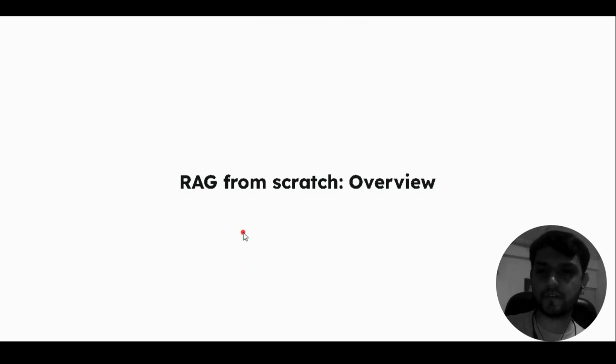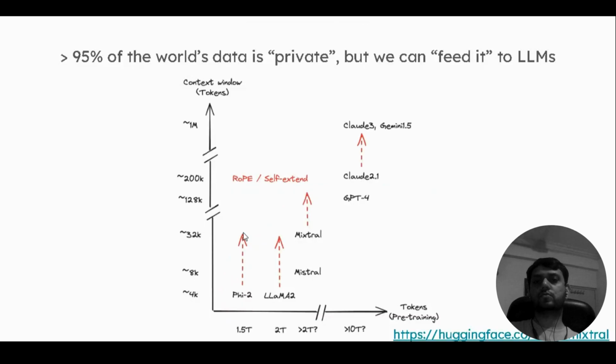Hey, hi everyone. So today we are going to discuss RAG in the generative AI space, and I will give you a little overview about it. RAG stands for Retrieval Augmented Generation, and we'll discuss what RAG is and why it is required. Around 95% of the world's data is private data.